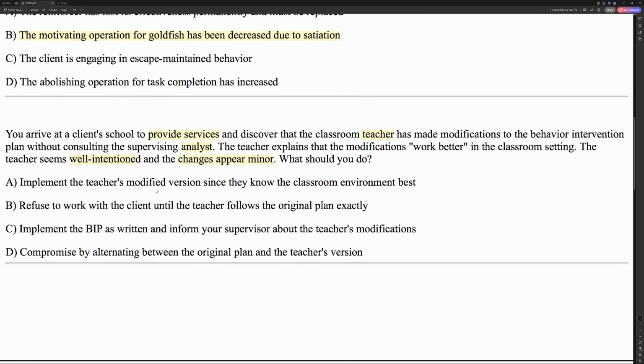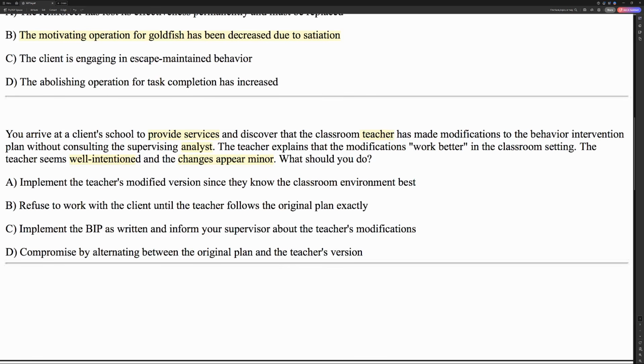So what should you do? A, implement the teacher's modified version since they know the classroom environment best. And they might, but before they can modify anything, they have to talk to your analyst and they both have to agree on that modification. B, refuse to work with the client until the teacher follows the original plan exactly. Well, that's not your decision to make, and you don't want to harm the client because changes are being made without the analyst's knowledge. You're still there to work with the client.